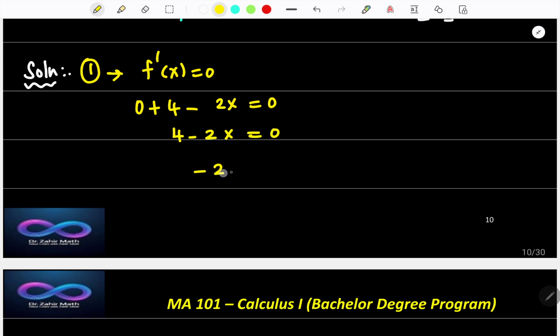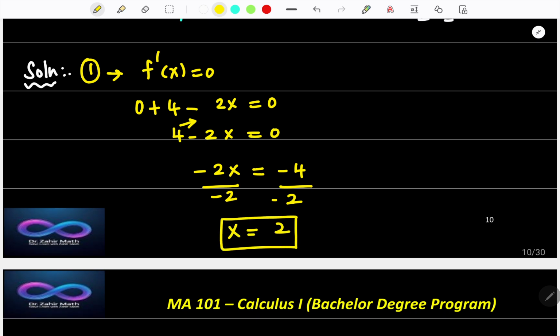So 4 minus 2x equal to 0 means minus 2x equals what? Minus 4. So divide by minus 2, divide by minus 2. Gets cancelled. X equals what? You're going to get 2. What is this called? Just now I taught you. This is called critical point, or critical number.